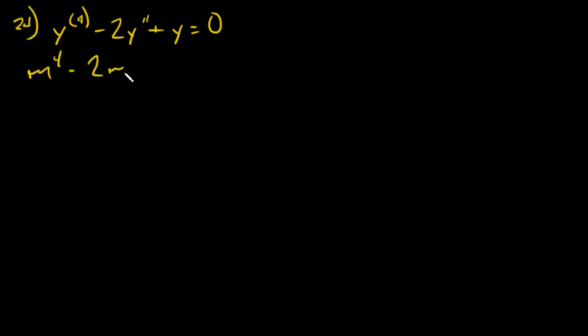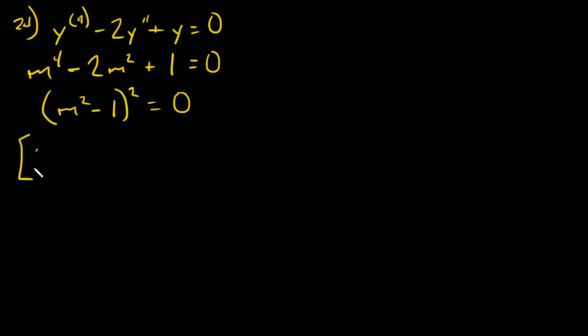Alrighty, so next one is 24. So 24 we have, fourth order, y to the fourth minus 2y double prime plus y equals 0. When I say y to the fourth, I mean the fourth derivative. All right, so the auxiliary is going to be m to the fourth minus 2m squared plus 1 equals 0. Okay, so this actually factors into (m squared minus 1) squared. But m squared minus 1 can be broken into (m plus 1) times (m minus 1).